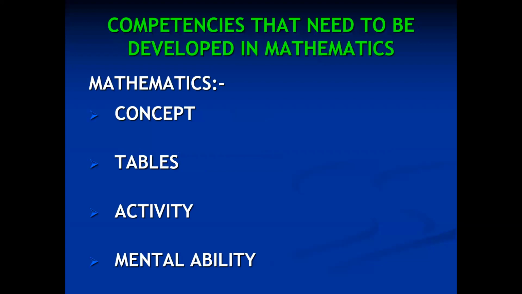What are the skills or competencies for mathematics? Number 1, the concept of pre-numbers, the concept of numbers. He must have that concept. Without the clear concept of the numbers, he won't be able to go forward. Then he must be remembering the tables. This was ignored for some time during the last, I would say, 3-4 years. Maybe from 2016, we have revived it again.